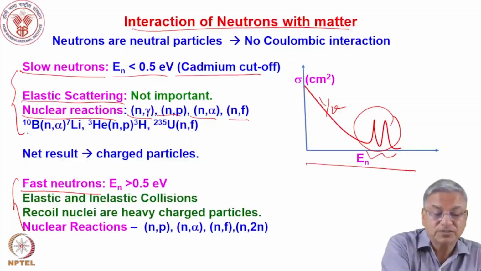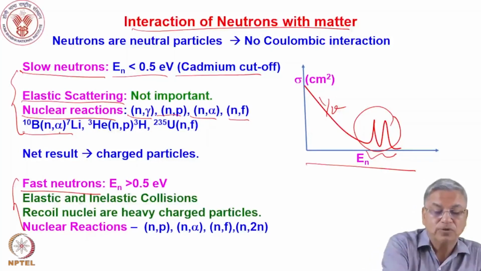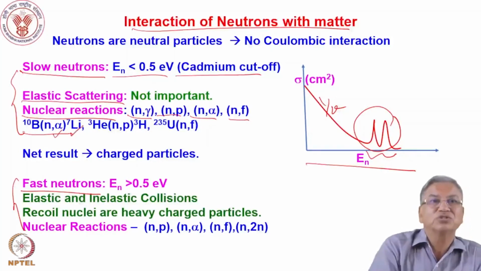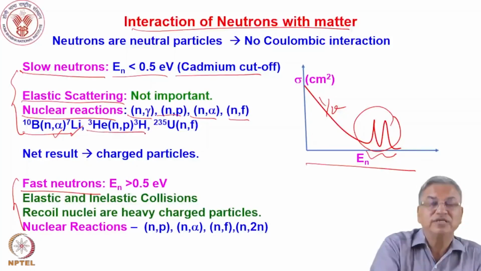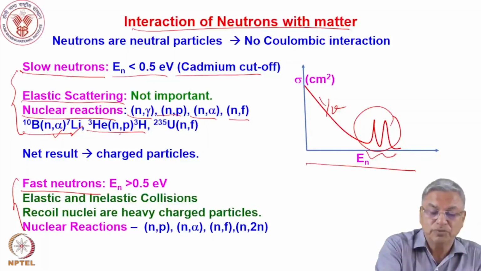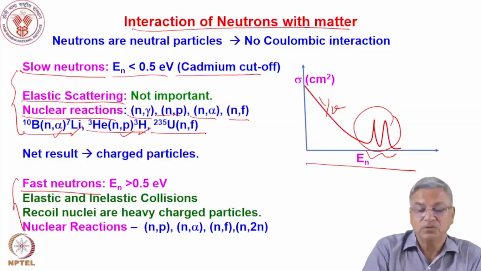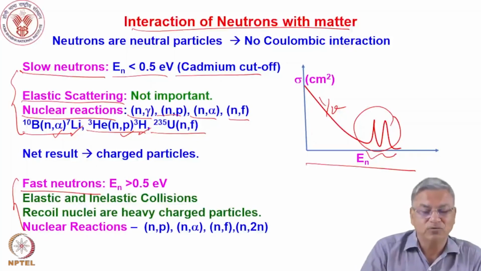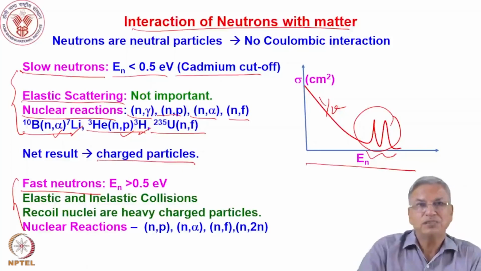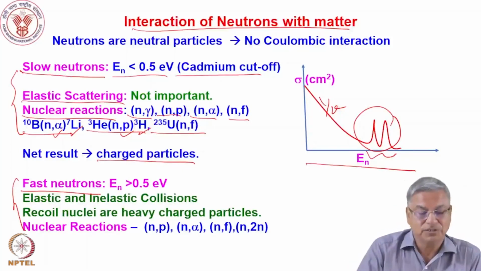So you can see detectors based on boron, BF3 gas, where boron 10 interacts with the neutron to give alpha and lithium 7. So these are the charged particles, and they will be depositing energy in the medium. Similarly, helium 3 gas, NP reaction, tritium. So the tritium and proton are charged particles. Similarly, uranium 235, neutron-induced fission, the fission fragments are charged. So the net result of the nuclear reactions by neutrons with different detector materials will be the production of charged particles, which will interact like heavy charged particles and deposit their energy in the substance.